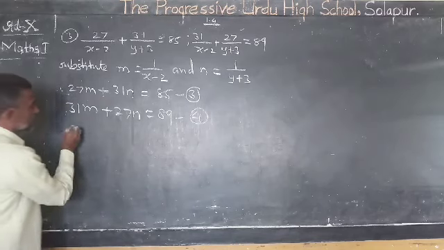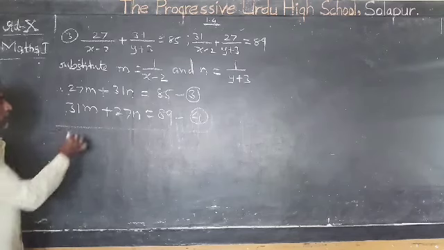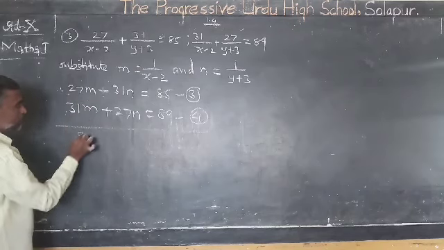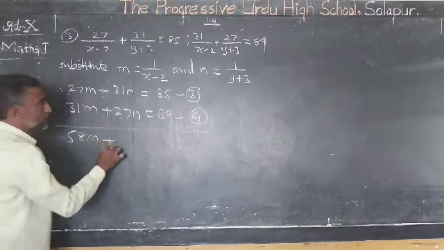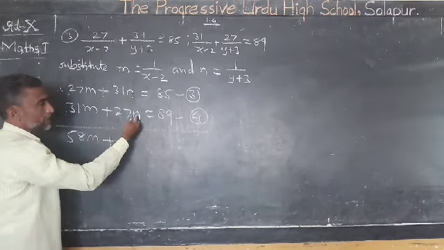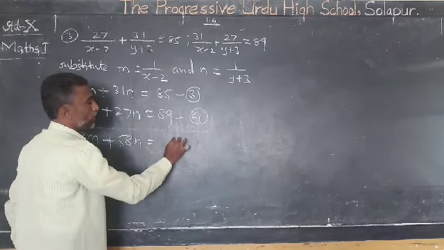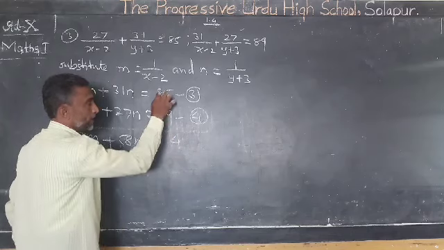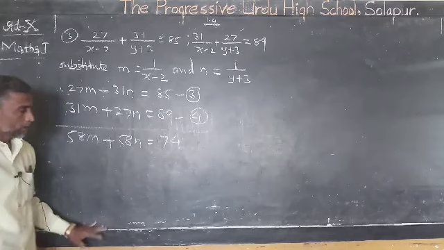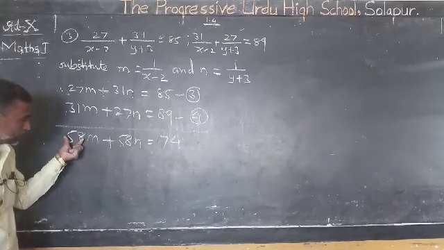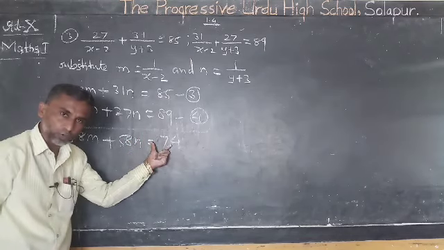You will get one simple linear equation. How? I am going to add. Write equation 3 and 4. Now I am going to add. 27 plus 31 is 58, so 58m. Plus 31n plus 27n means 58n is equal to 85 plus 89, which is 174. Now you can observe here 58m plus 58n is equal to 174.